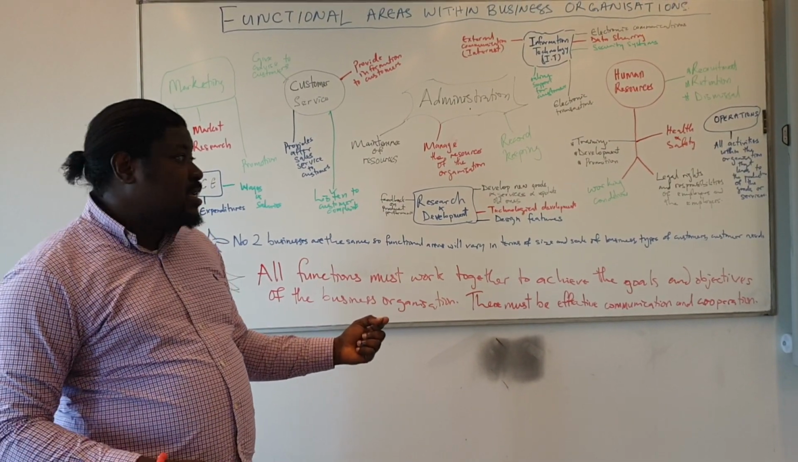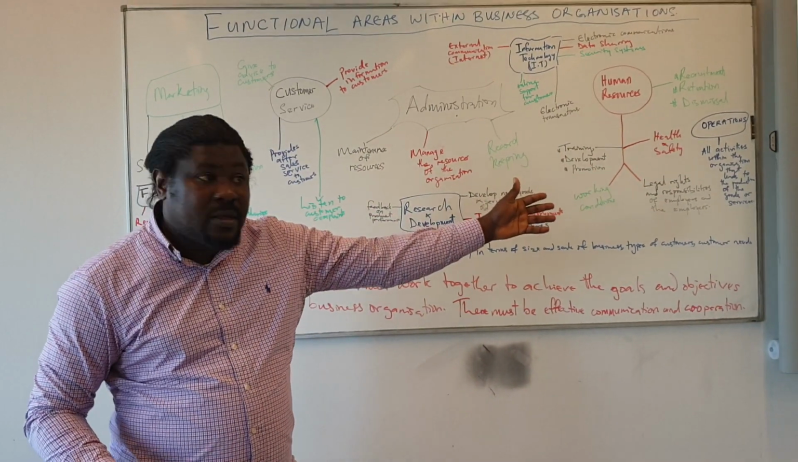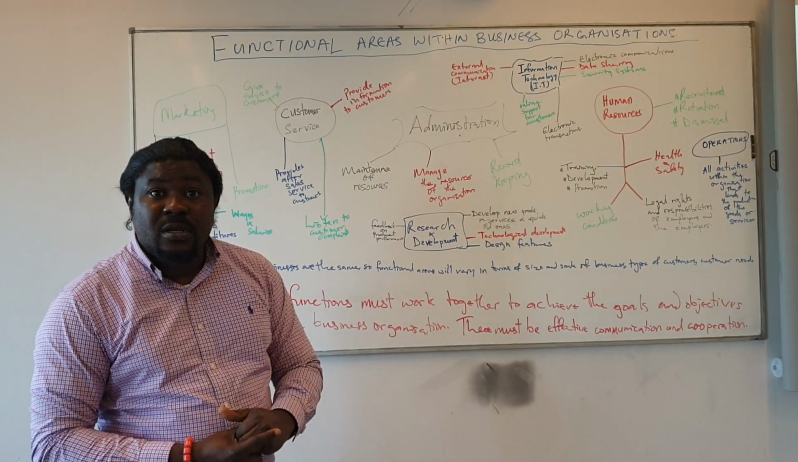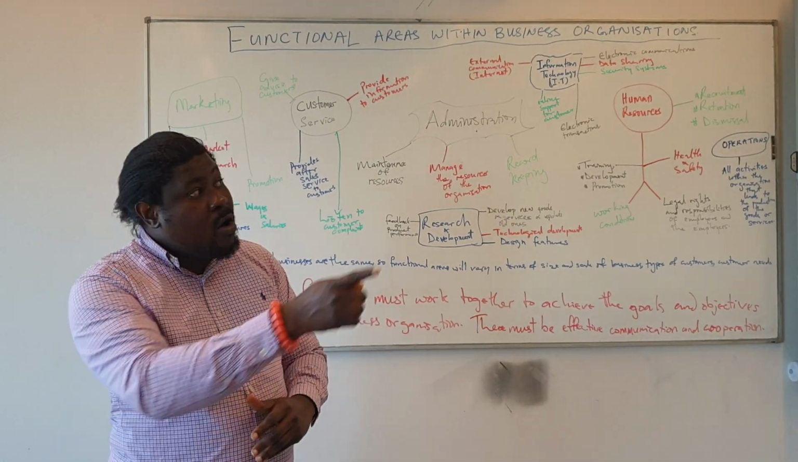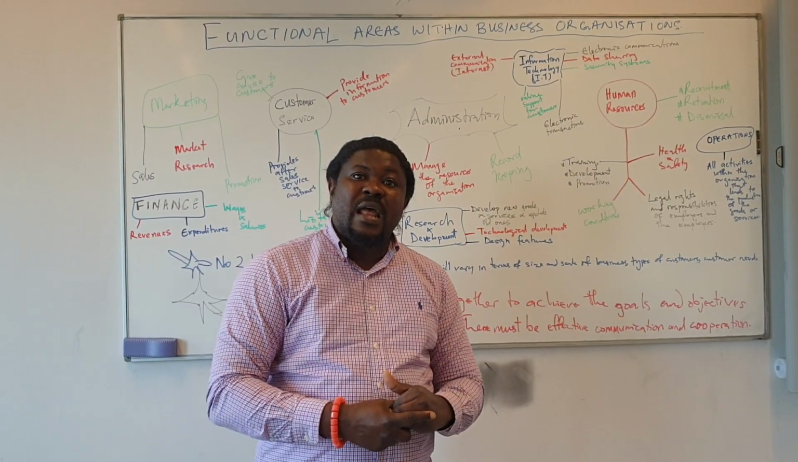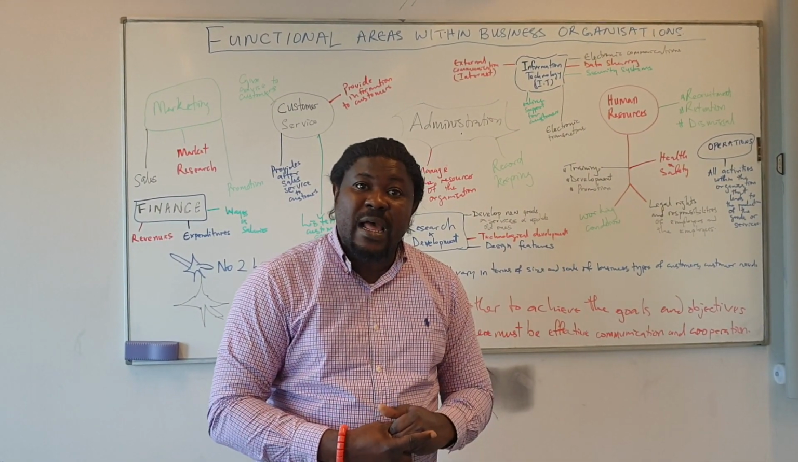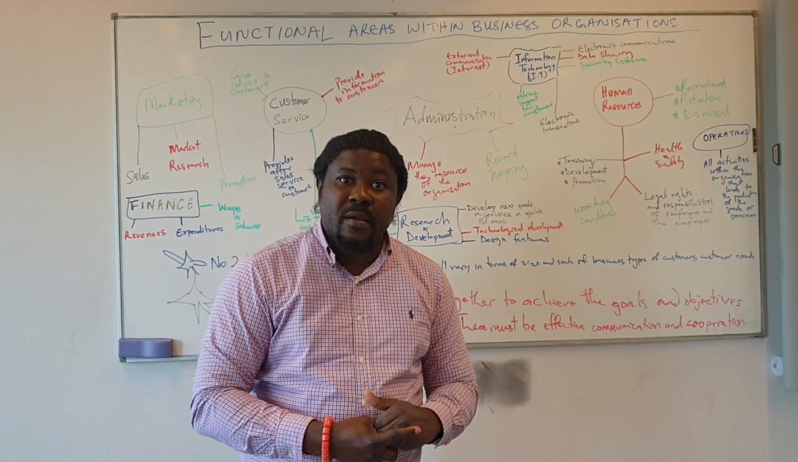My last sentence about this lecture is there must be effective communication and cooperation between all the functional areas. So all these functional areas must communicate effectively and they must cooperate with one another in order to achieve the organization's goals and objectives. Thank you very much.